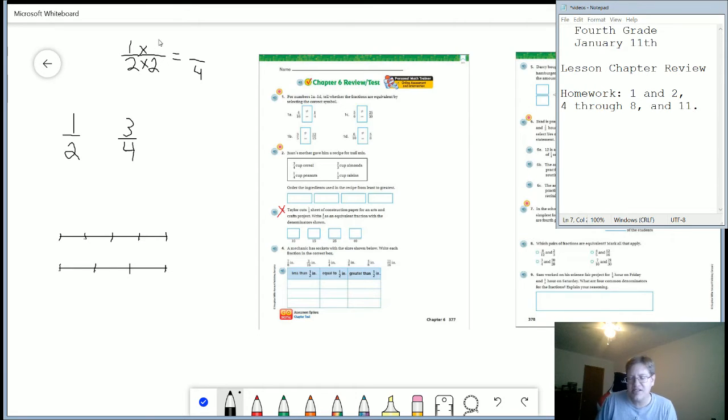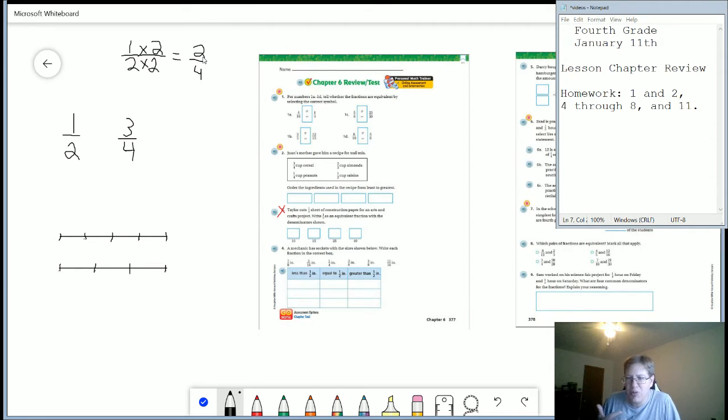So whatever I do to the bottom part of the fraction, I have to do to the top part. And so that's the part of the process that some of us get a little stumped on. And so 1 times 2 would give us 2. So 2/4 is going to be our fraction that is worth the same amount as 1/2.